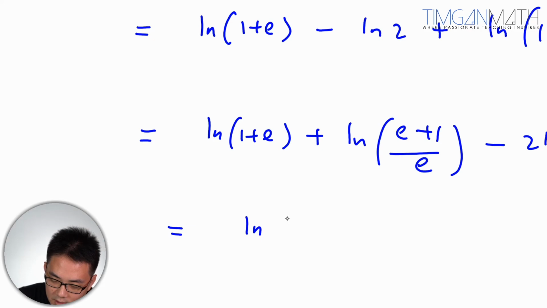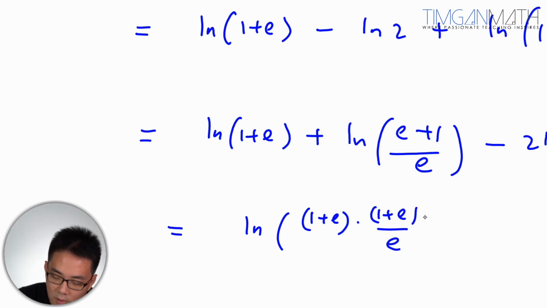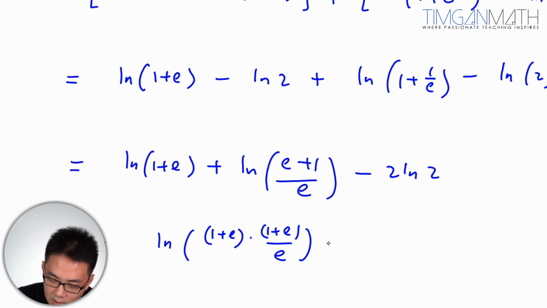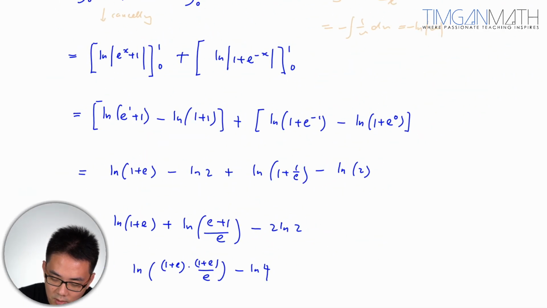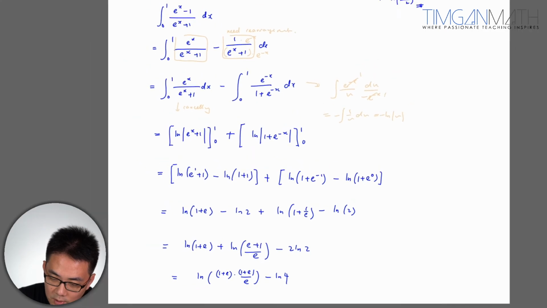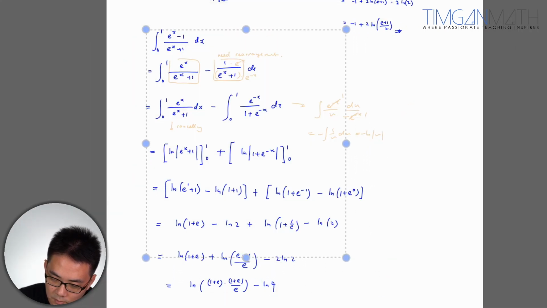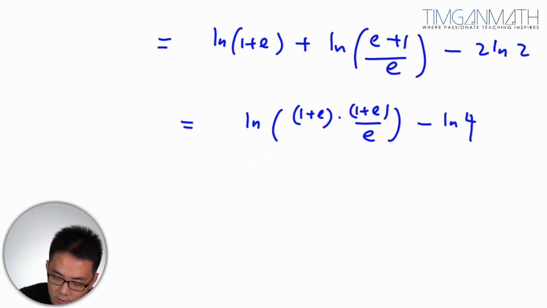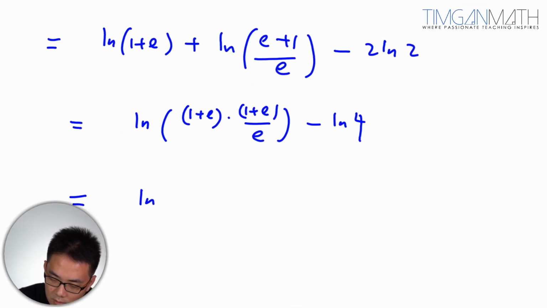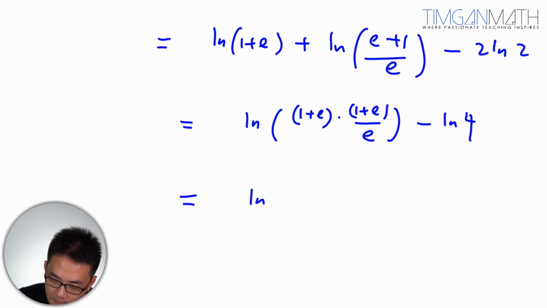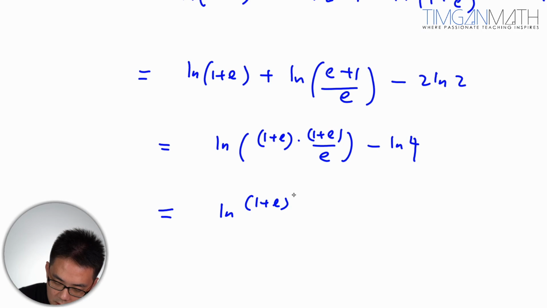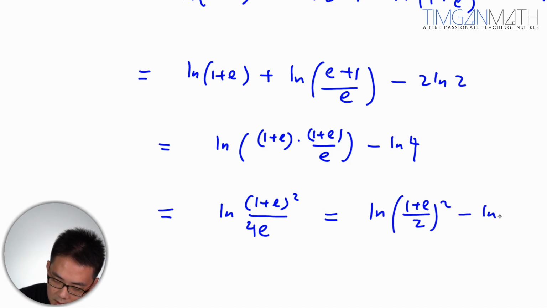I think you could just leave it as such. It's fine. 1 plus e times 1 plus e over e. Oh yeah, there I see the negative 1. This e here is negative 1, minus ln 4. There you go. So let me just rearrange this part here. It's just rearrangement. So there's ln, what do I rearrange? Yep, (1 plus e) squared over e, and the 4 will be below. So this is ln of (1 plus e) squared minus ln e, which is actually 2 ln(1 plus e) over 2 minus 1.